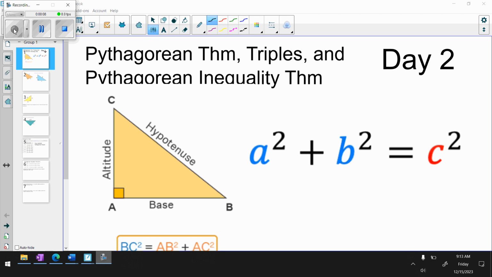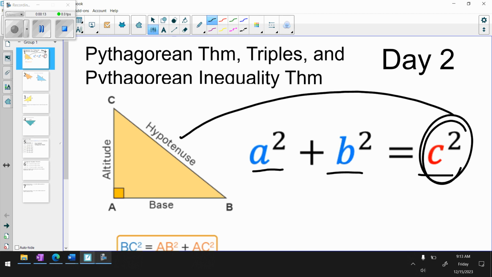So, Pythagorean theorem: a squared plus b squared equals c squared. C squared is the most important. It must be the hypotenuse, which is across from the right angle. It's how you find the third side of a right triangle if you are given two sides.